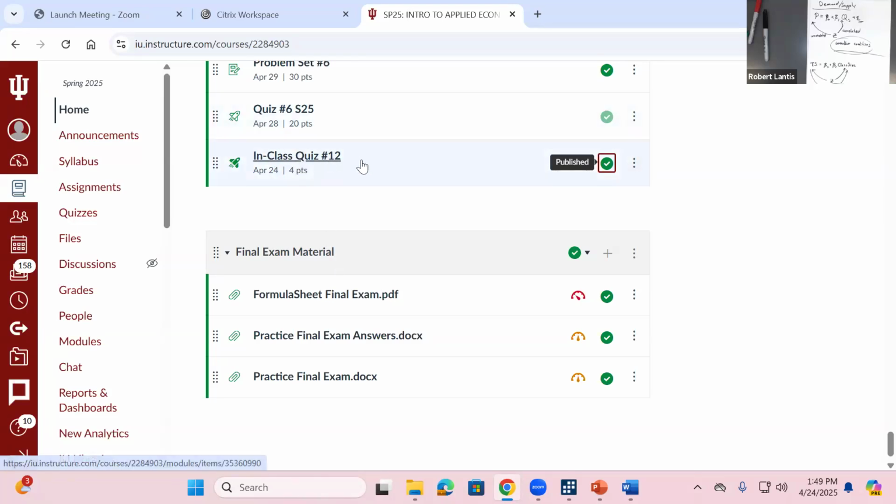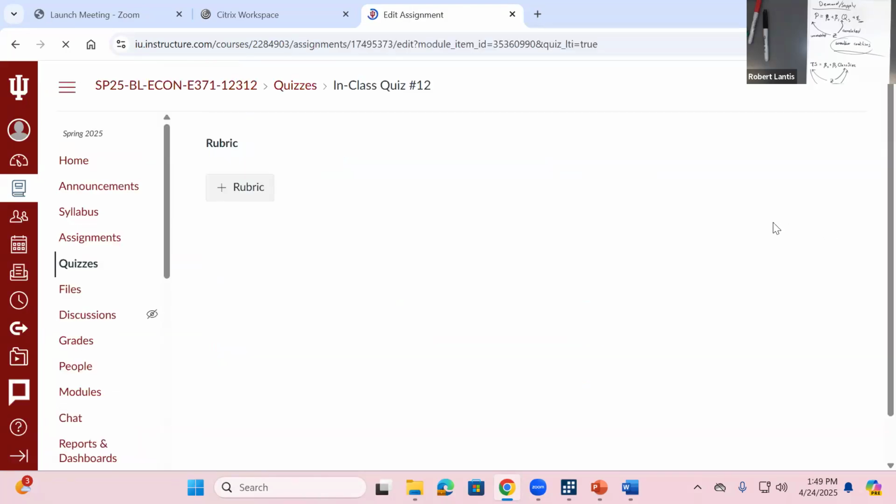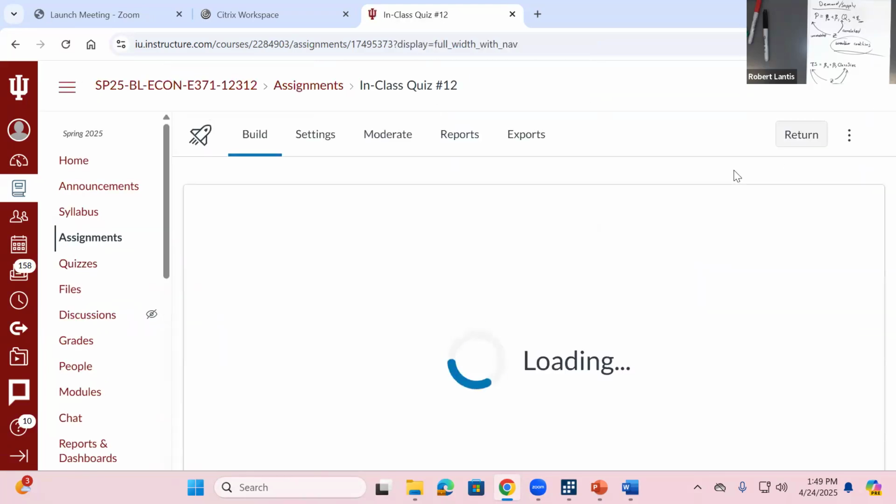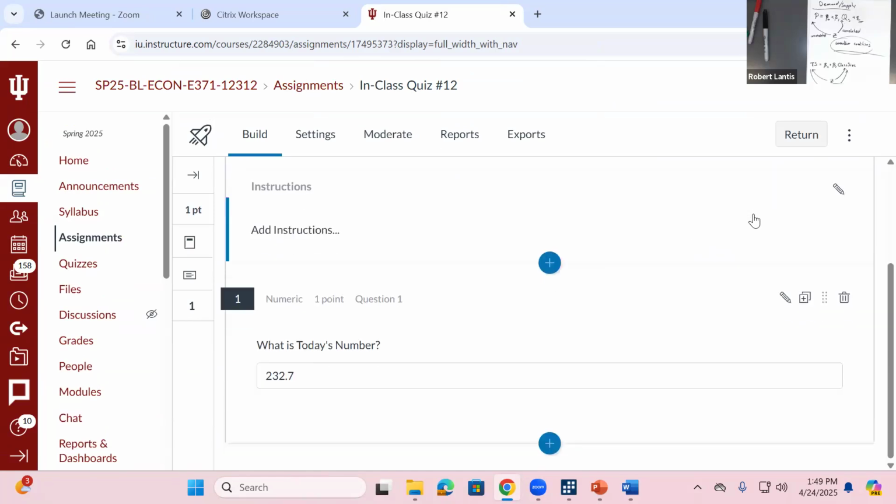Anyways, one last quiz, all right? Should be an easy one because I'm just asking you for the magic number for the day, which is out to the first decimal, 232.7, okay?